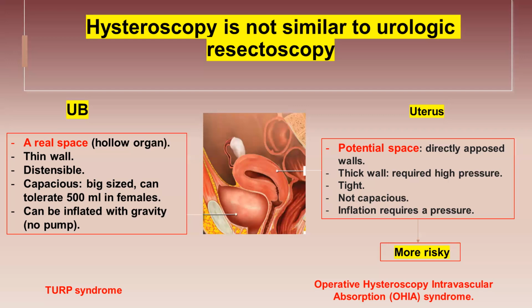So distension of the uterus is more risky than the bladder, and I don't recommend that doctors of hysteroscopic surgery use the term TUR, prostate, which is not suitable for the uterus, because we have to use the term operative hysteroscopy, intravascular absorption, OHIA syndrome, which is actually different from the TUR, as the organ is different, the patient is different, and the fluid also is different.